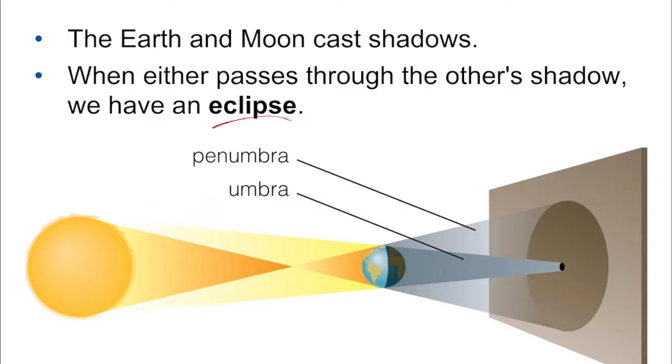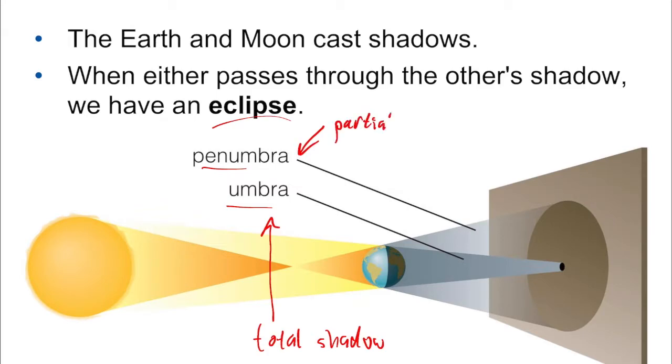So let's look at this idea. Here is an eclipse caused by the shadow of the moon. And there's two terms that we're going to keep coming back to, and those are penumbra and umbra. A penumbra is the outer shadow, and the umbra is the inner shadow. An umbra is a total shadow, so no light gets through at all, and a penumbra is a partial shadow. So it's darker, but not completely dark.